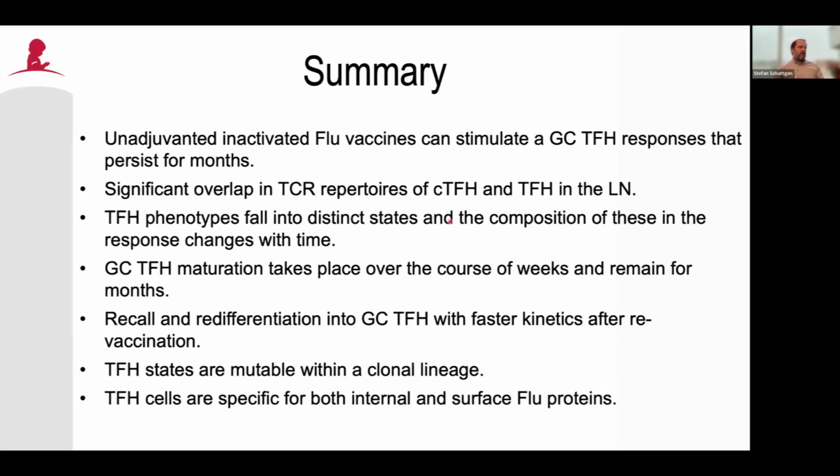There's significant overlap in the repertoires between different tissues. Their phenotypes fall into distinct states and the composition will change over time. The recall and differentiation into GC TFH with faster kinetics during that second year. And we were able to identify TFH cells that are specific for both internal and surface proteins of flu.